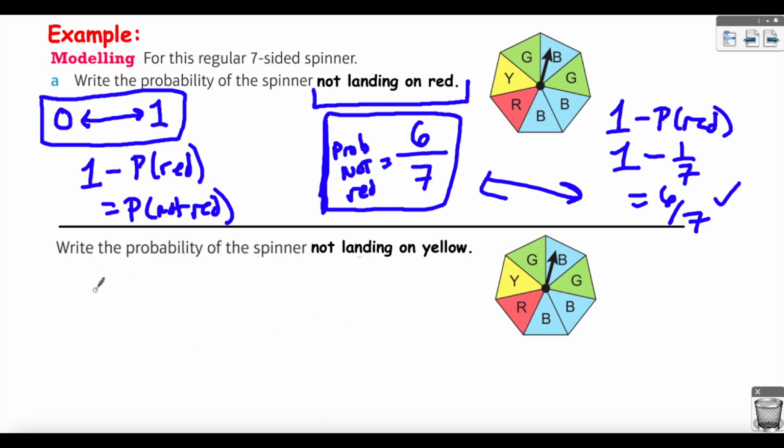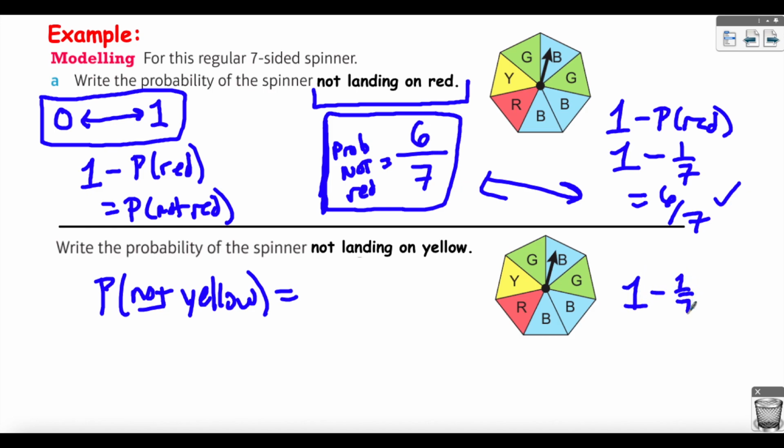All right, let's find out. So not yellow. So anything but yellow. So the probability of not yellow. You notice that there's 1 yellow. So again, you go 1 minus 1/7, which means you're left with 6/7 as our answer. Or you could have just counted up the ones that weren't yellow and put it over your total.